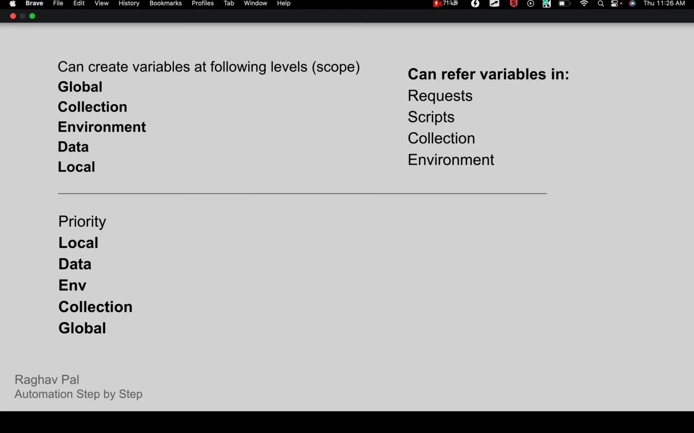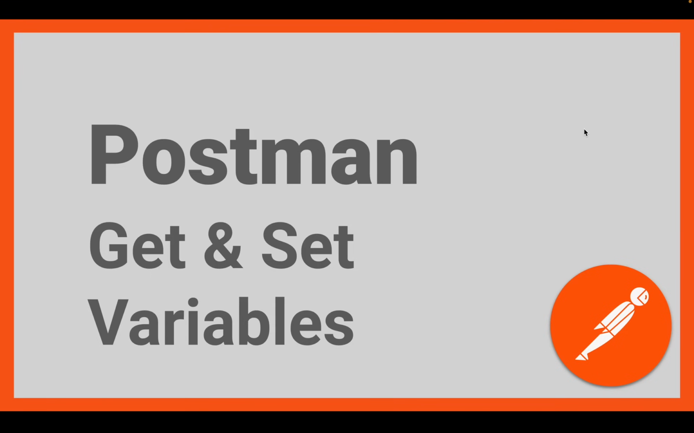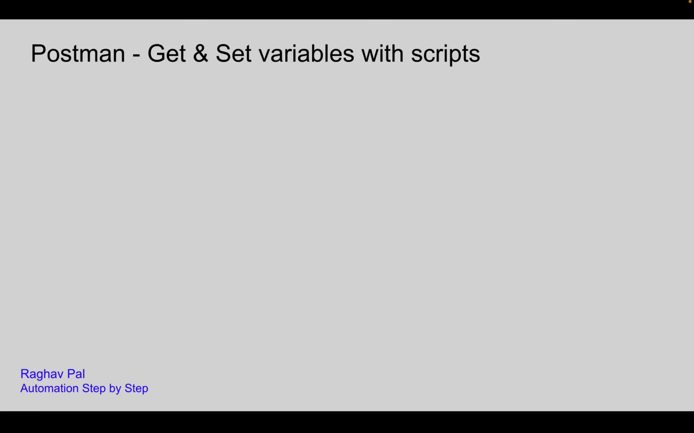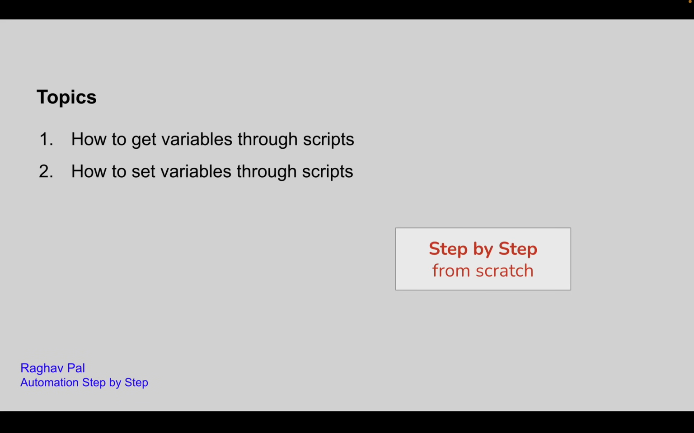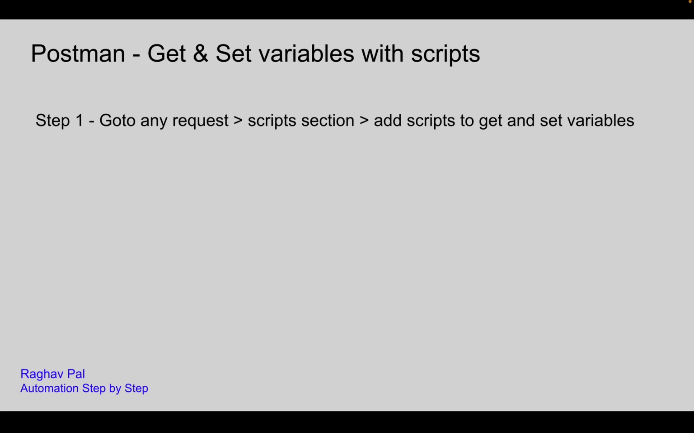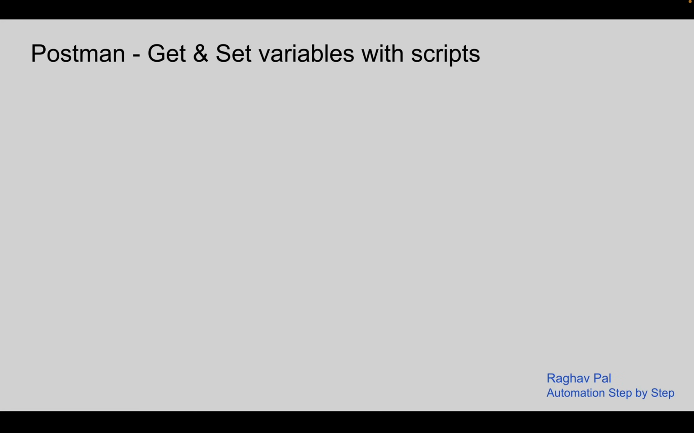If you want, you can take a screenshot and keep it handy with you. Now let us see how we get and set variables through scripts. So here we will see step by step how to get variables through scripts, how to set variables through scripts, and this will be very easy and very interesting. So here I can go to any request or any script section, and we can add the scripts to get and set variables. Okay, so let us see.